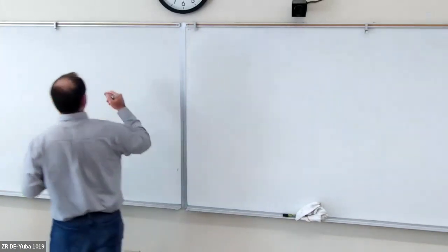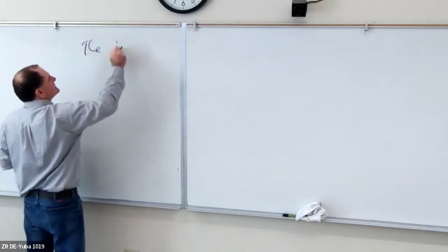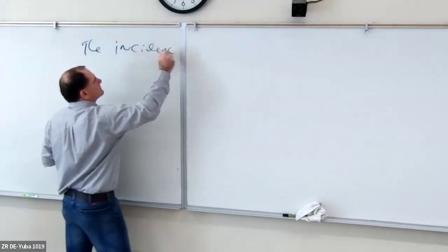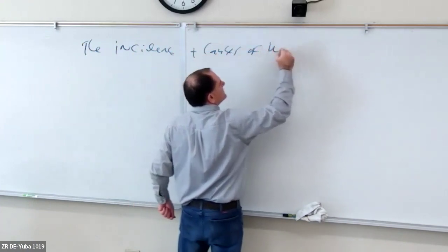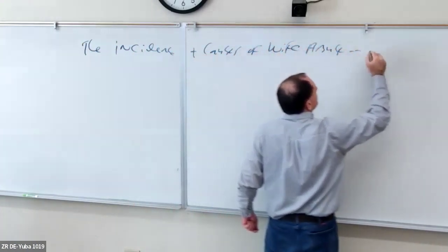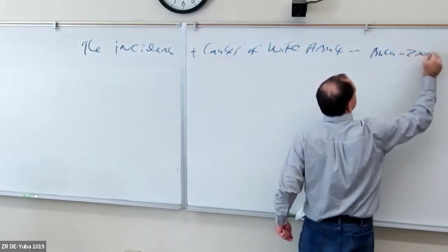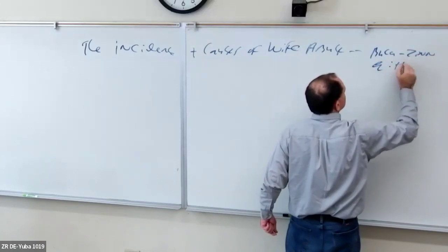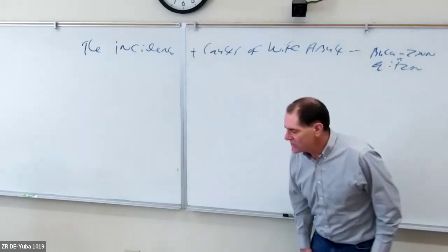But the third one is from a conflict theory perspective, and it's called the incidence and causes of wife abuse. This one is by Maxine Baca Zinn and Stanley Eitzen. So again, I'm just trying to not plagiarize. I'm citing my sources.